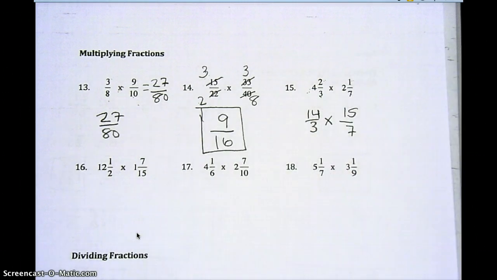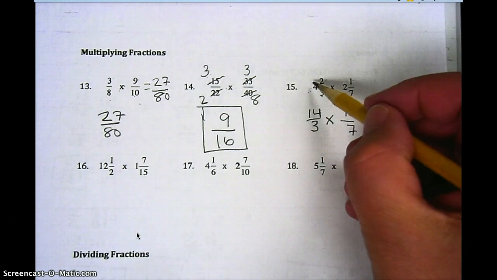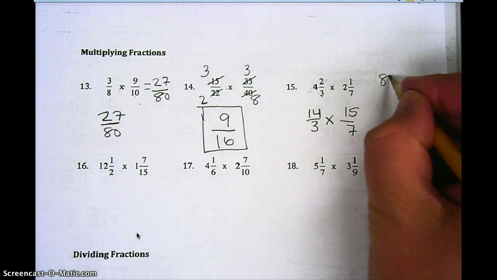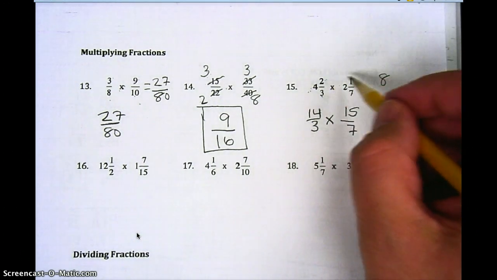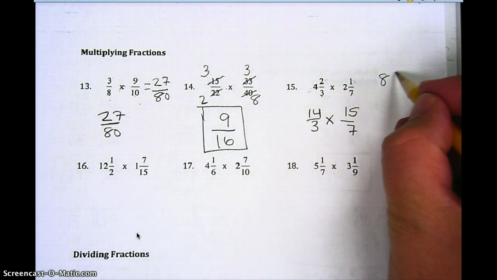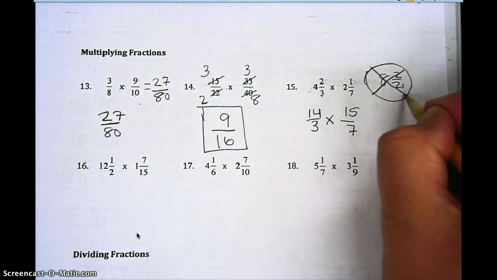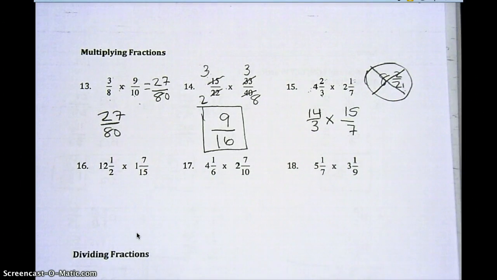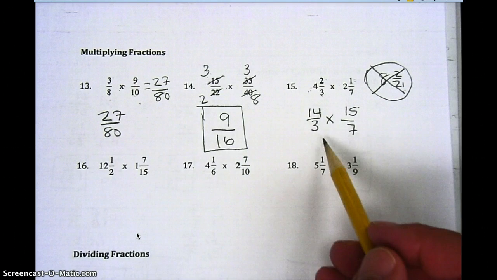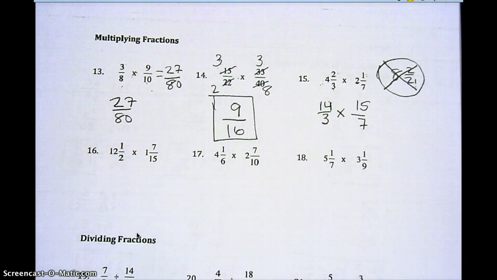A lot of people want to try something different. What they want to try and do is multiply the whole numbers and then multiply the fractions. So they take 4 times 2 and get 8, and then 2/3 times 1/7 and get 2/21. That is not correct. That is not the correct way to multiply fractions. You'll never get the right answer if you do it that way. You have to change it to improper fractions like I've done here, and then we can reduce and multiply.